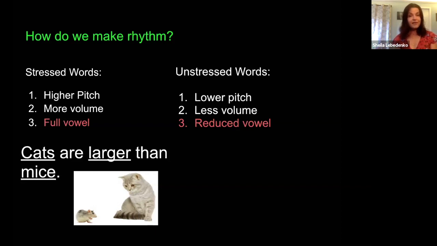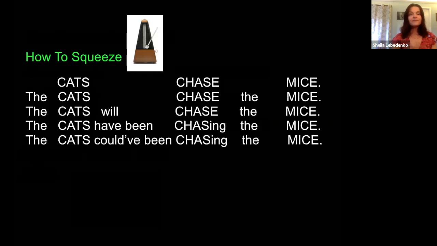And I didn't say van. That's a lot of work to say van, that you have to open your mouth a lot. But all you have to do is say thun. Cats are larger than mice. So I stressed every other word. I stressed the nouns and adjectives. And now we're going to look at the next element of rhythm, which is how to squeeze. Oh, I think I forgot to put that on the list of how to have rhythm. How to squeeze should have been on there.